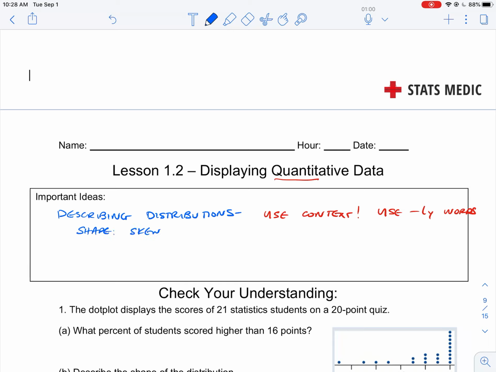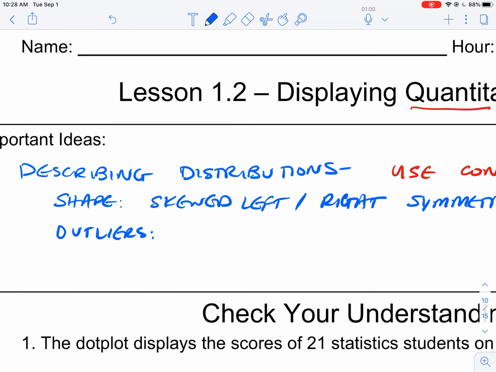Is it skewed left or right? Is it symmetric? Okay, we want to know what does the shape look like. And our next thing is outliers. And for right now, we're going to be talking about outliers in general. We will have a formula for it coming up in subsequent sections. But for right now, what we can say about outliers is there are potential outliers. And you can say potential outliers on the upper end or on the lower end, those sorts of things.